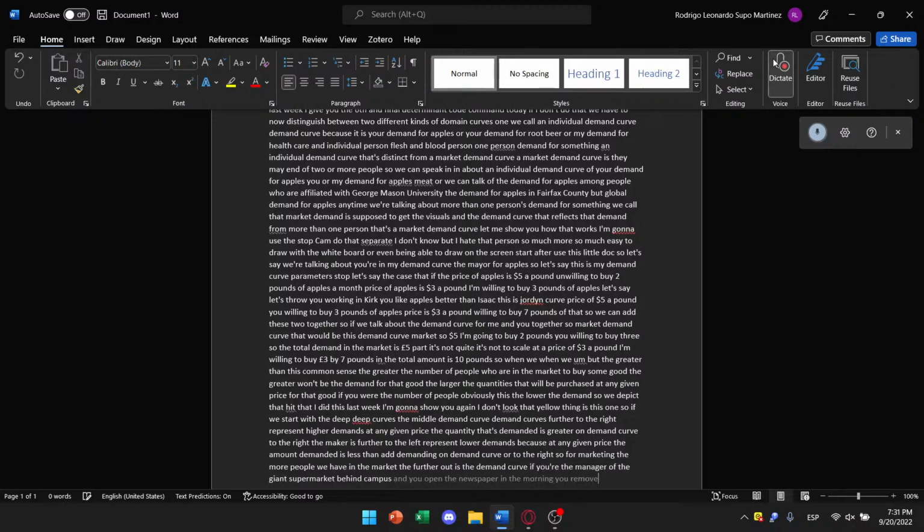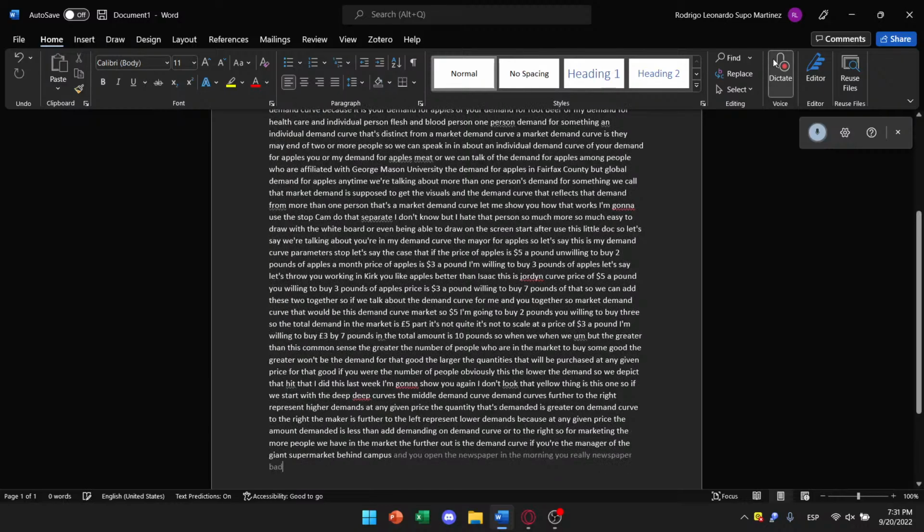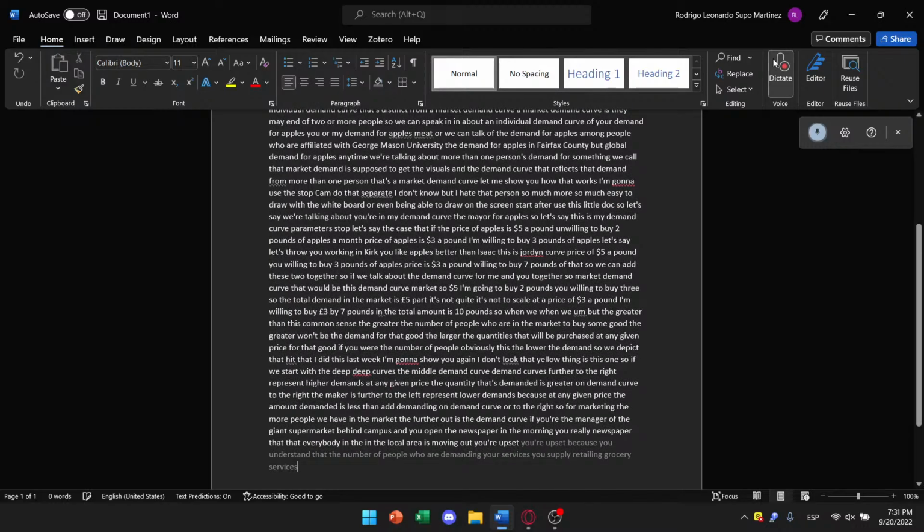If you're the manager of the giant supermarket behind campus, and you read in the newspaper in the morning that everybody in the local area is moving out, you're upset. You're upset because you understand that the number of people who are demanding your services, you supply retailing grocery services, is falling. The demand for what you sell, what you supply, is less.